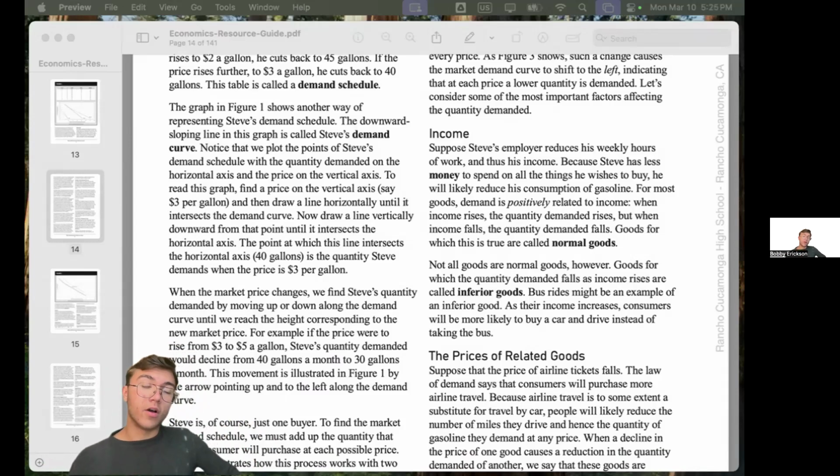Not all goods act this way, though. There are things called inferior goods, and bus rides are a good example of an inferior good. If income increases, you're more likely to use a car than a bus. And so demand for bus rides will go down if your income increases.